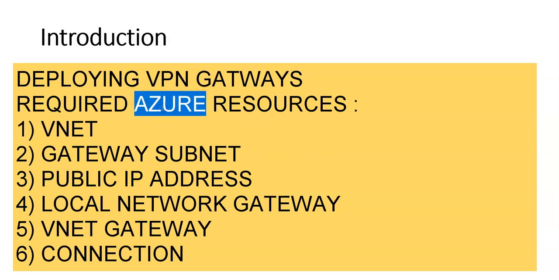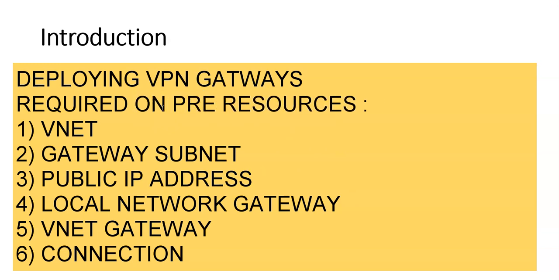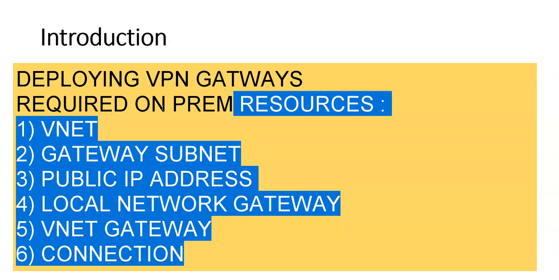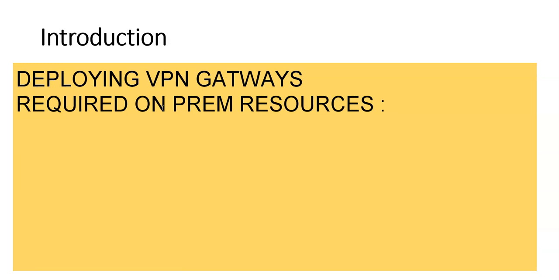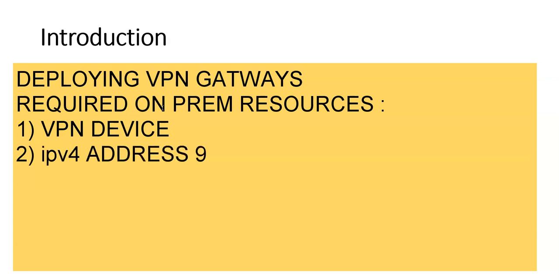Now, what are the required on-prem resources? Number one would be a VPN device on the on-prem side. And the second would be a public facing IPv4 address.